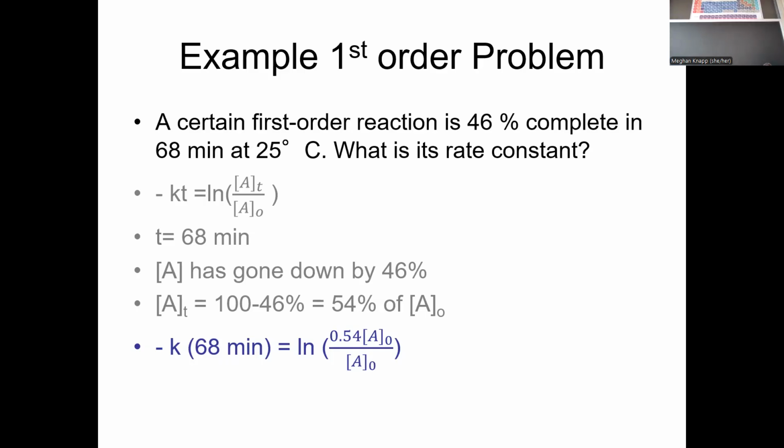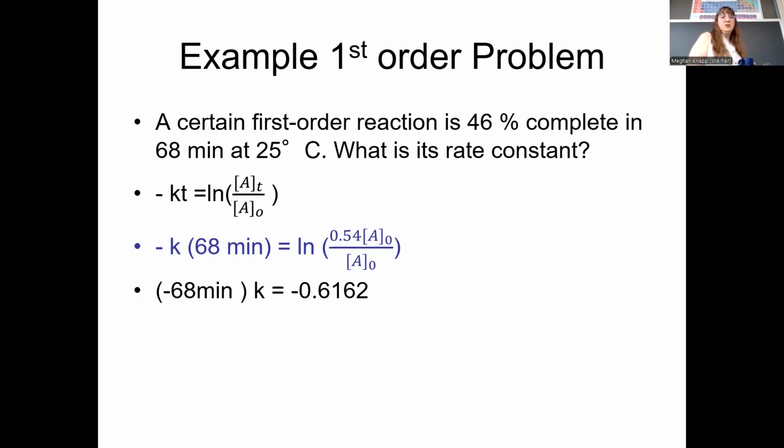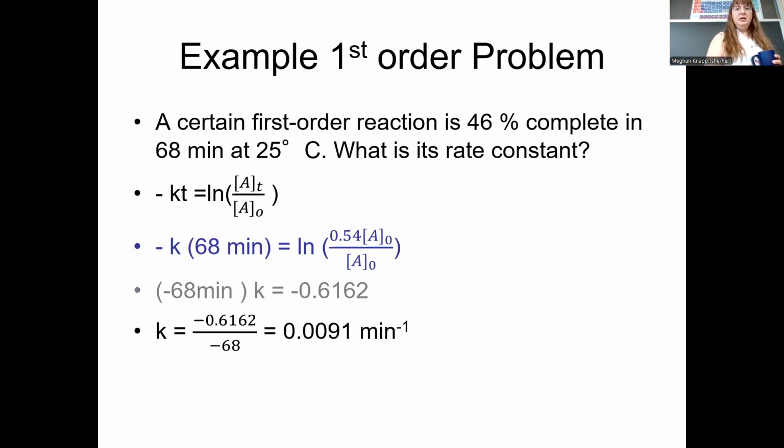Okay. So shift this up. So that's the same thing that was on the bottom. And so now I have -68 minutes times K is equal to -0.6162. And in this case, I don't have a natural log left over. I've already done that. So I got rid of my natural log when I plugged this part into my calculator. So it's just divide both sides by the -68. And that should give me my answer. Note both sides are negative, so I'm going to end up with a positive K.